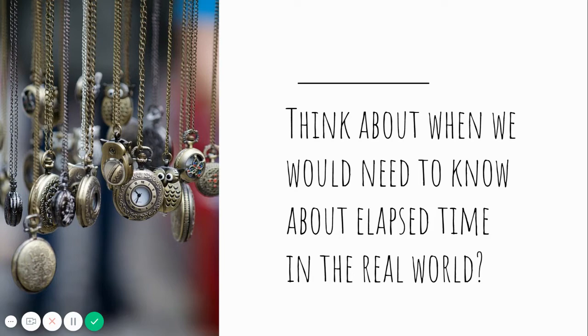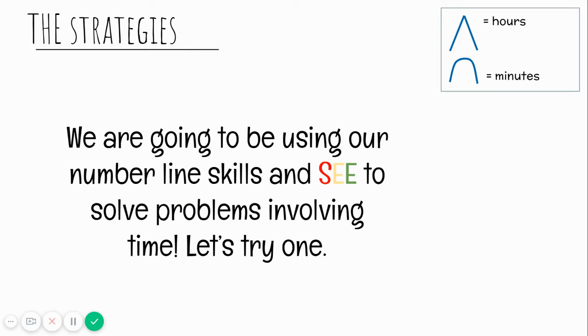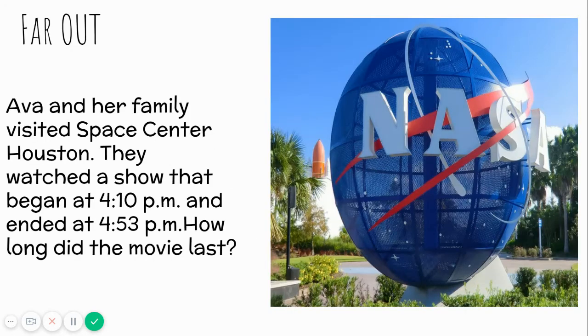Think about when we would need to know about elapsed time in the world. What about meeting friends to play, going to school, doctor's appointments? We calculate time all the time. I know I do this in the classroom all the time when I go, okay, we have this much time to recess, or we have this much time to lunch. I want to get this done. How much time do I have left? Will I be able to get this done? We calculate time all the time to see if we have enough time and to plan accordingly for what we need to do. Our strategy is going to be using the number line skills and C to solve problems involving time. Let's try one. And don't forget, mountains are hours, hills are minutes.